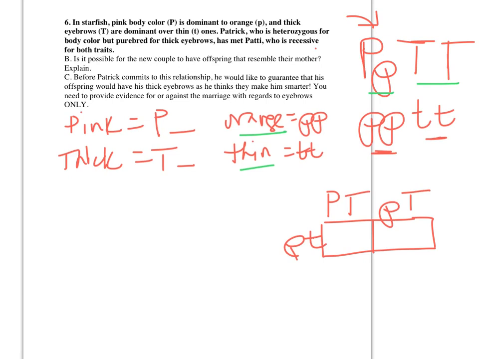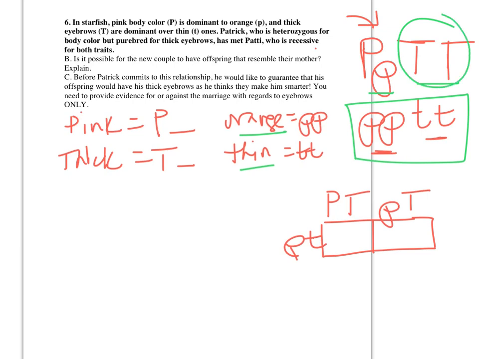So you have to essentially do a square, or just look at Patrick. If the child has to have a little p from each parent and a little t from each parent in order to look like mom, can that happen? Without even drawing a square, we can say no. Exactly, because Patrick doesn't have any little t's to give away.